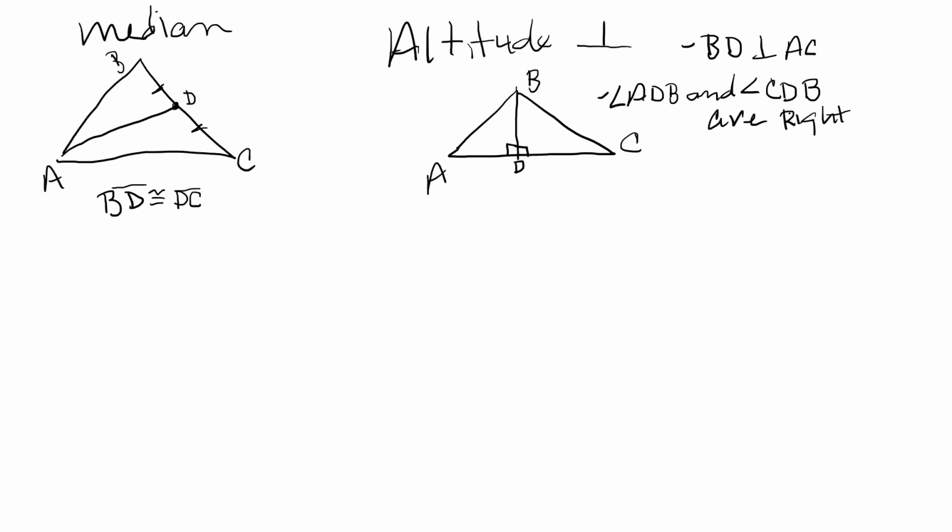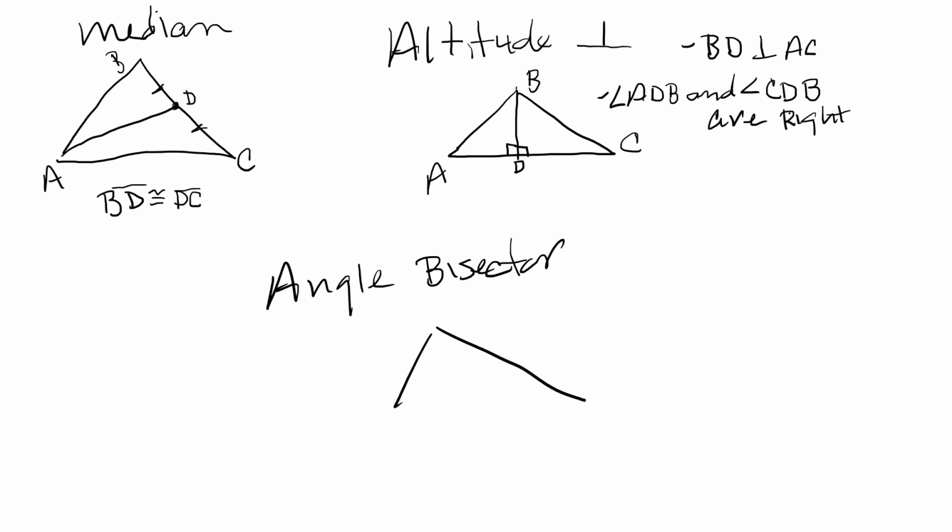And then the other thing that I should know about is an angle bisector. So again, let's just say I have a triangle ABC. This time I'm going to draw an angle bisector at B. And so if I'm bisecting this angle, it would look kind of like that. And if I call this D, then what I know is that angle ABD is congruent to angle CBD.